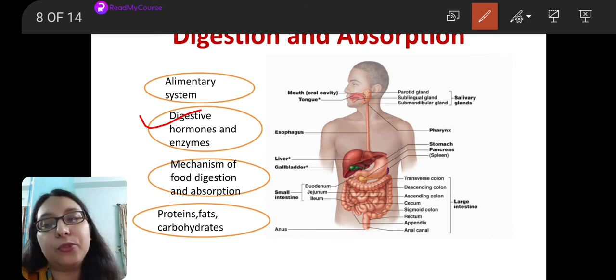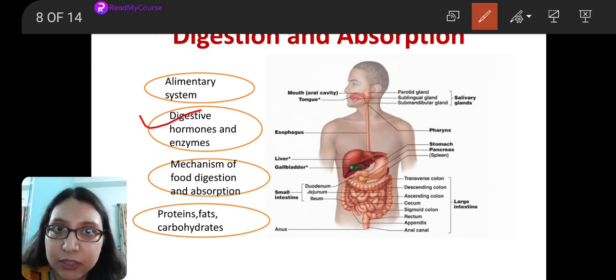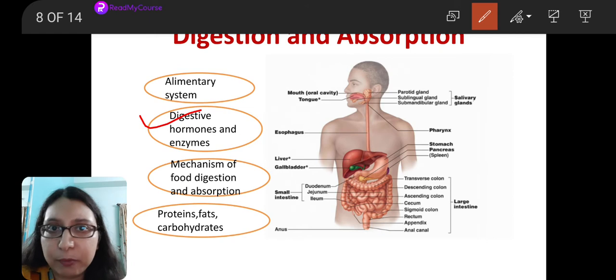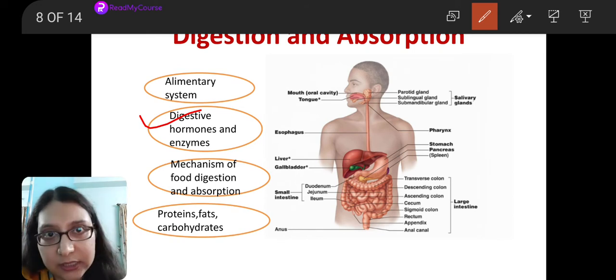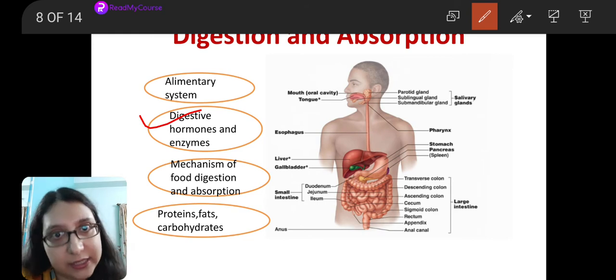We will study about the digestive hormones and enzymes, how they help in digestion, how they break down the food particles and make them available for cellular functions. Then we will learn about the mechanism of food digestion and absorption. It is not only important that the food be digested, it is equally important that the food is properly absorbed by the cells for their proper functioning. And we will also study about the various forms of food, that is proteins, fats, carbohydrates, etc.